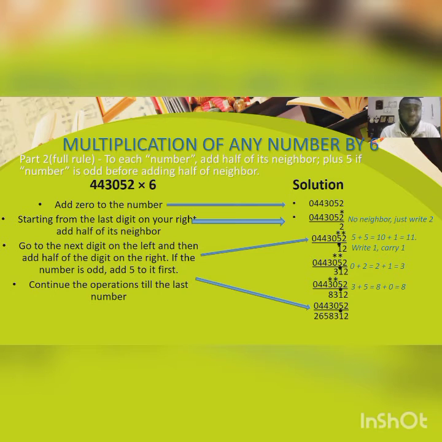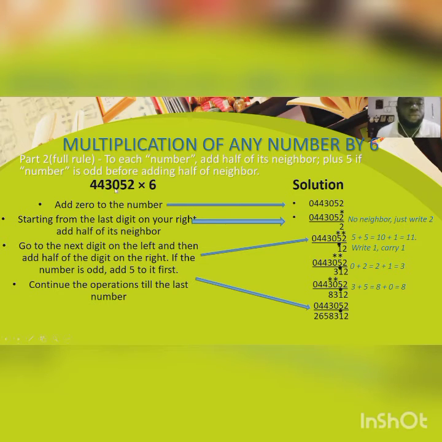Now add 5 to each odd number before adding half of its neighbor. If it was an even number, all you need to do is just add half of its neighbor on the right. But if it's an odd number, you need to add 5 to the number you're dealing with before you can even add half of its neighbor on the right. This is my right, your left.